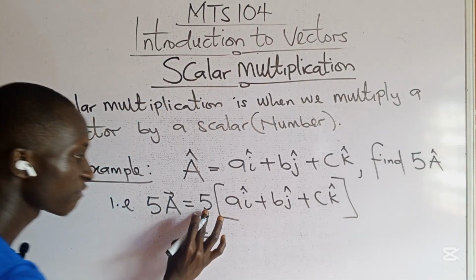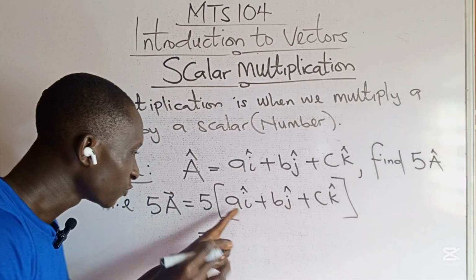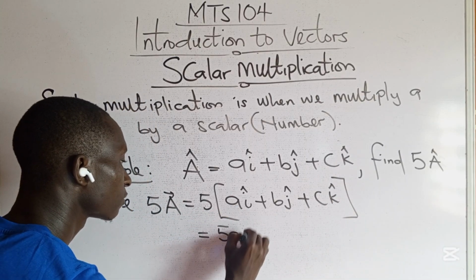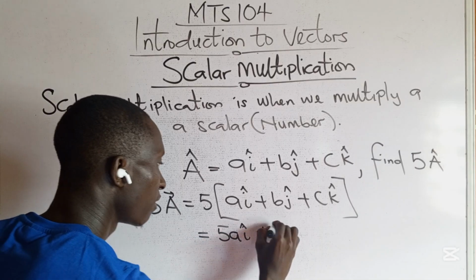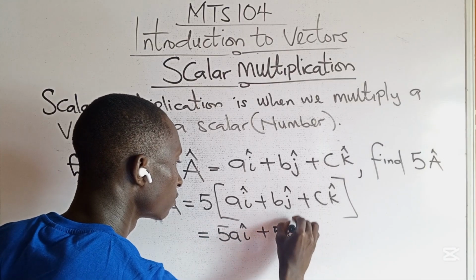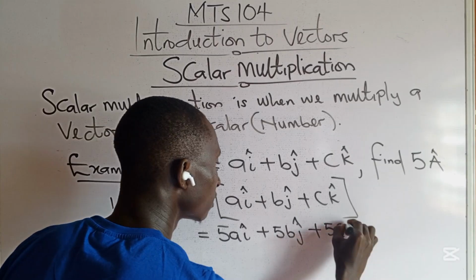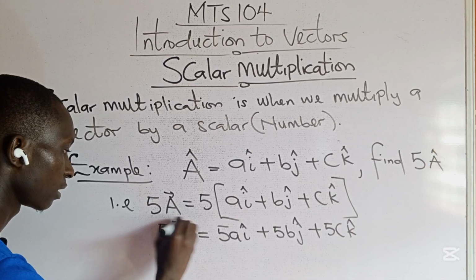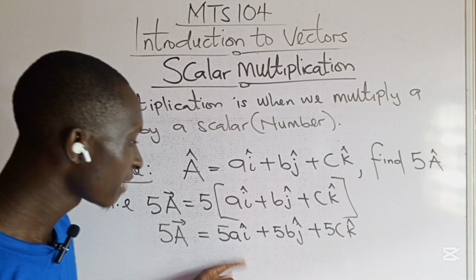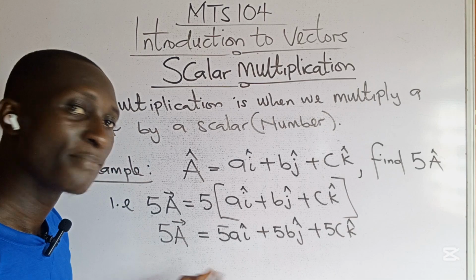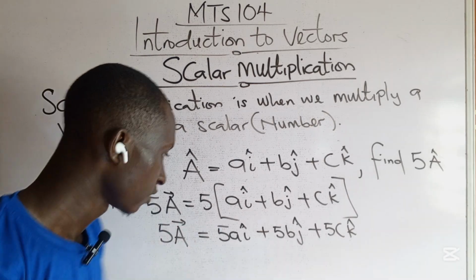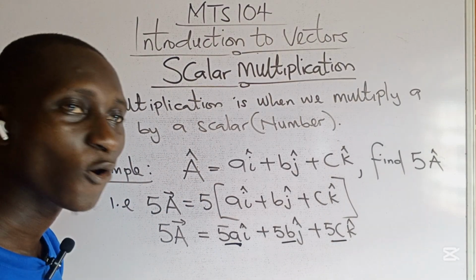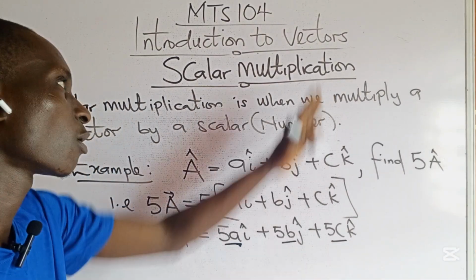So 5A means we are multiplying the constant with the coefficient of each component. So it becomes 5a, plus 5b in this component, plus 5c in this component. You can notice that we multiply each of the components by a scalar of 5, and it becomes 5a, 5b, 5c. That is what we call scalar multiplication when it comes to vectors.